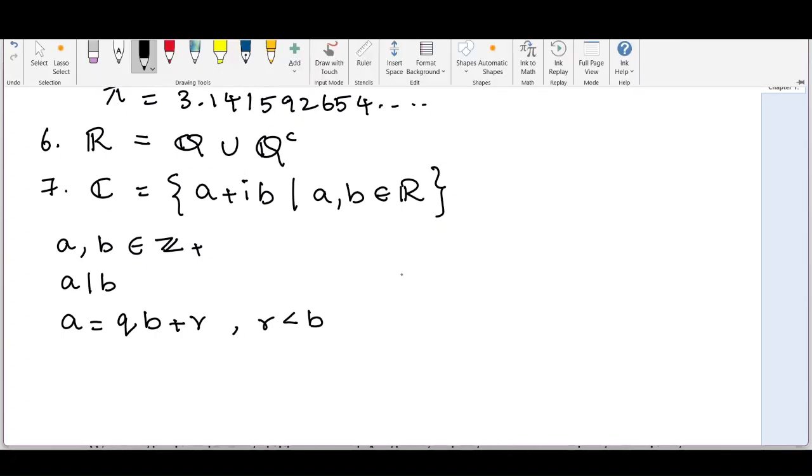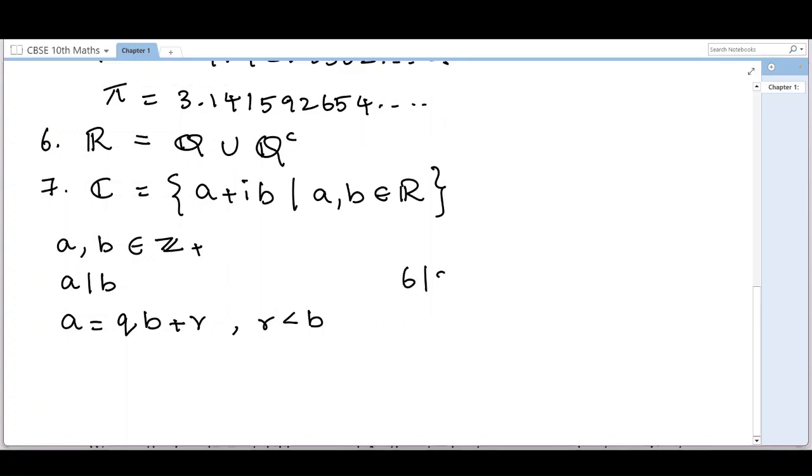For example, if you take 6 and divide it by 2, then 6 can be written as 3 times 2, where the remainder is 0. If you divide 5 by 2, then you will be resulted with the quotient 2 and the remainder 1. But always this remainder will be less than the value of the divisor. So in general, we can write a equal to qb plus r, with this r value greater than or equal to 0 but strictly less than b.